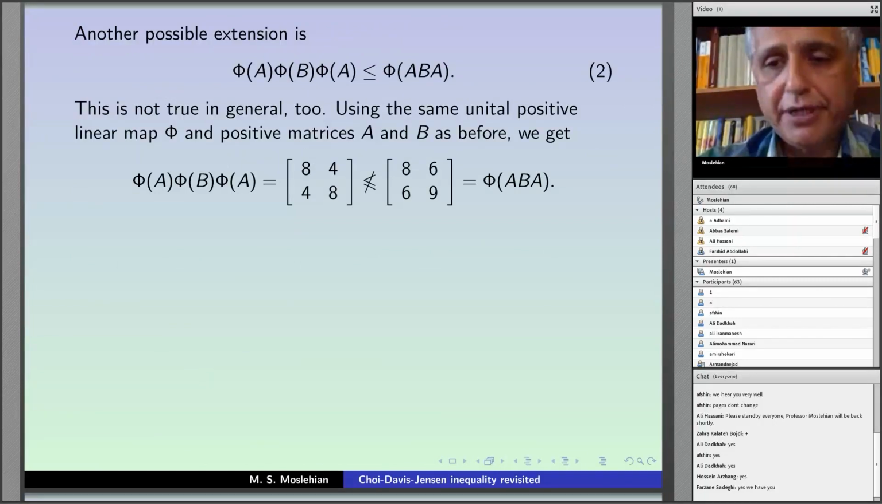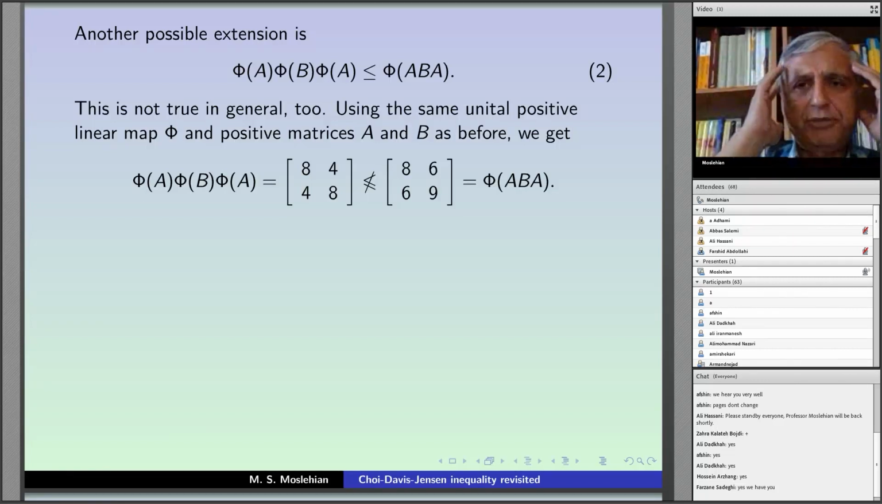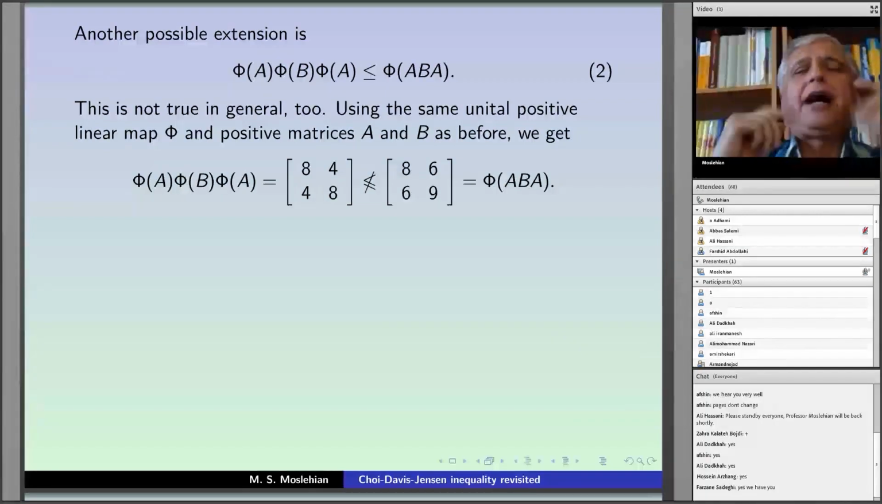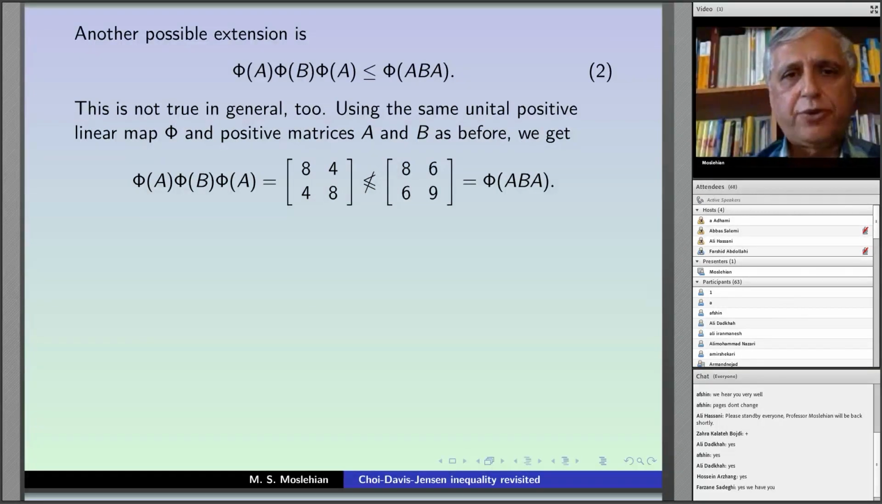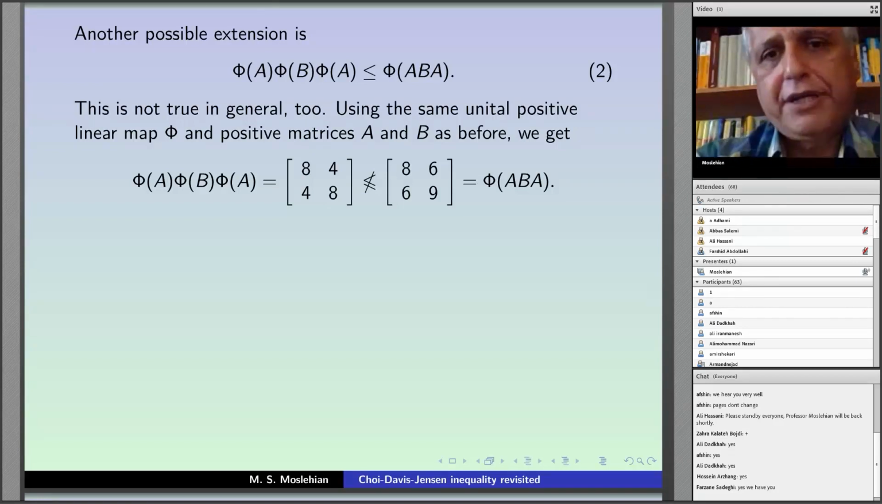Another possible extension is this inequality. So we have the numerical version of the Chebyshev inequality in mind, and we are seeking to find some operator versions of this inequality. Again, this is not true in general. Again, if we use the same positive linear map phi and positive operators A and B as above, we get that phi(A) phi(B) phi(A) is not below phi(A B x).